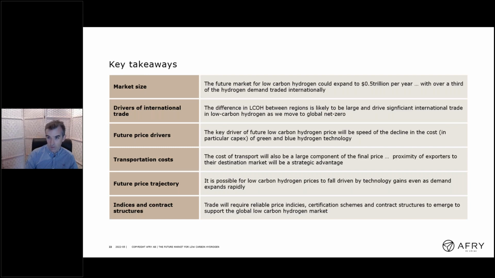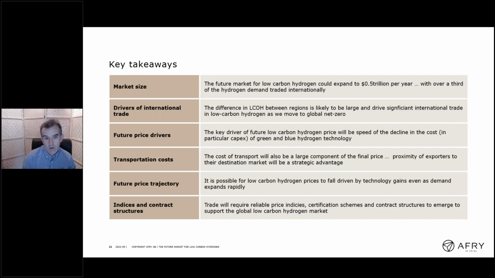A couple of the questions that have come in are about trade, and someone's made the point that it is costly to move, and yes, it is costly to move, but the variations in levelized costs between regions are also high. So there is sufficient variation to justify significant international trade in low carbon hydrogen, and the model shows that about 30% of the global consumption in the longer term is met by international trade.